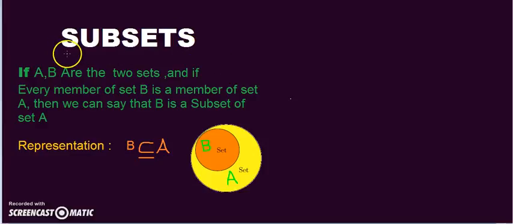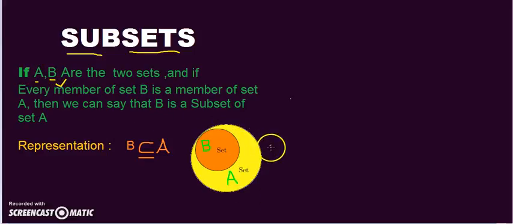In this session, we will discuss subsets. What is a subset? For example, if A and B are two sets, and if every member of set B is also a member of set A, then we can say that B is a subset of A.